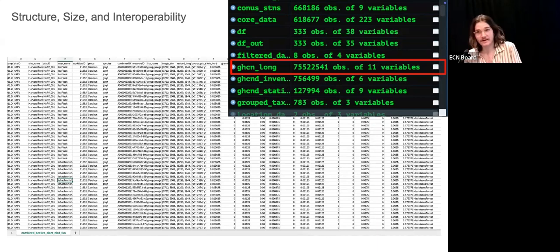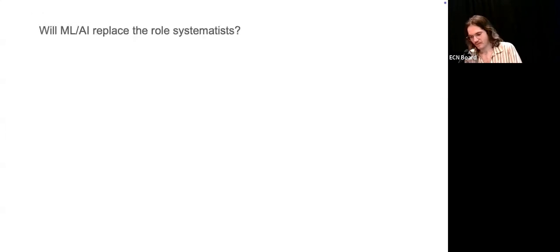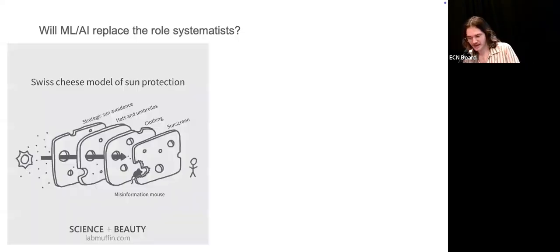To end on, I wanted to address a little bit of the elephant in the room, which is: will machine learning or AI replace the role of systematists? I don't think so. I really don't. The example I use is the Swiss cheese model, which, if you're not familiar with it, is from Lab Muffin Beauty Science.